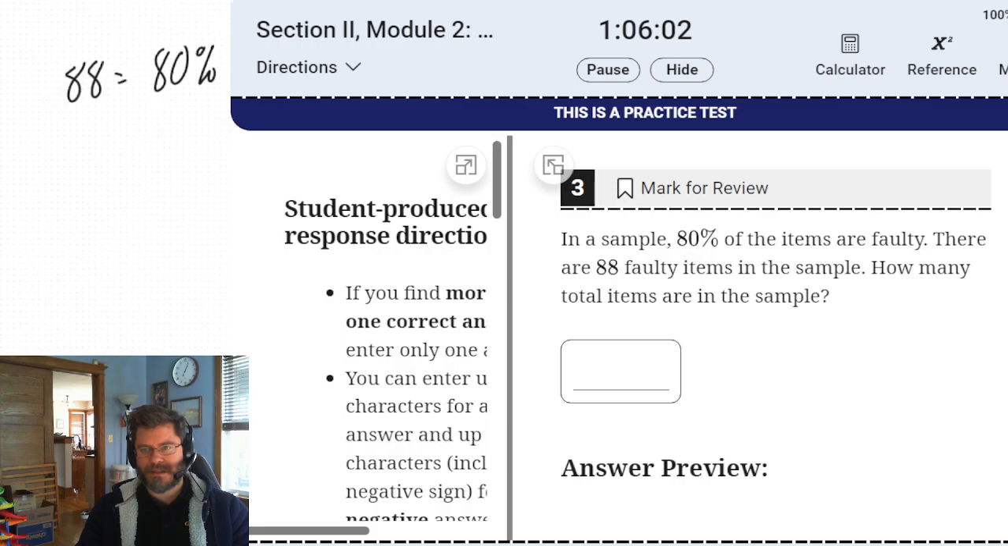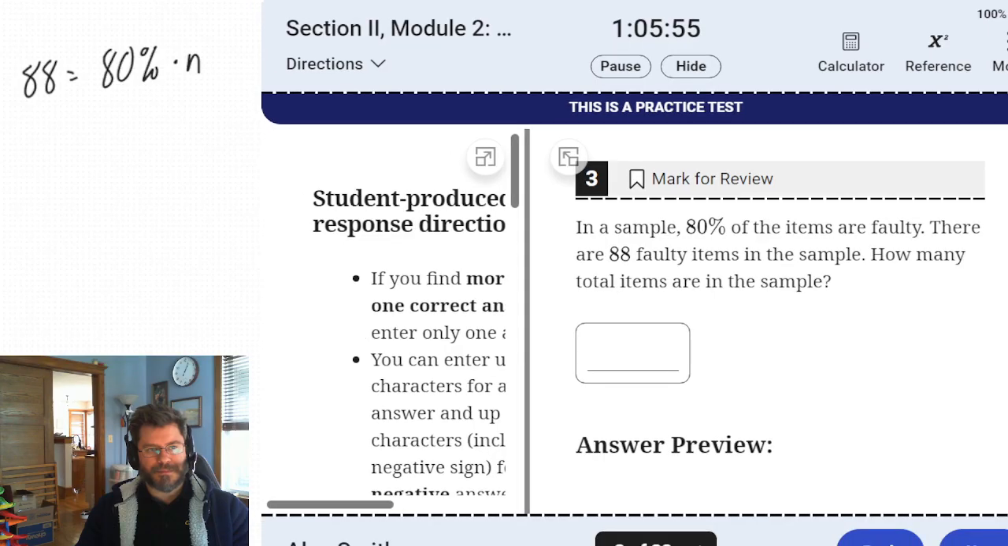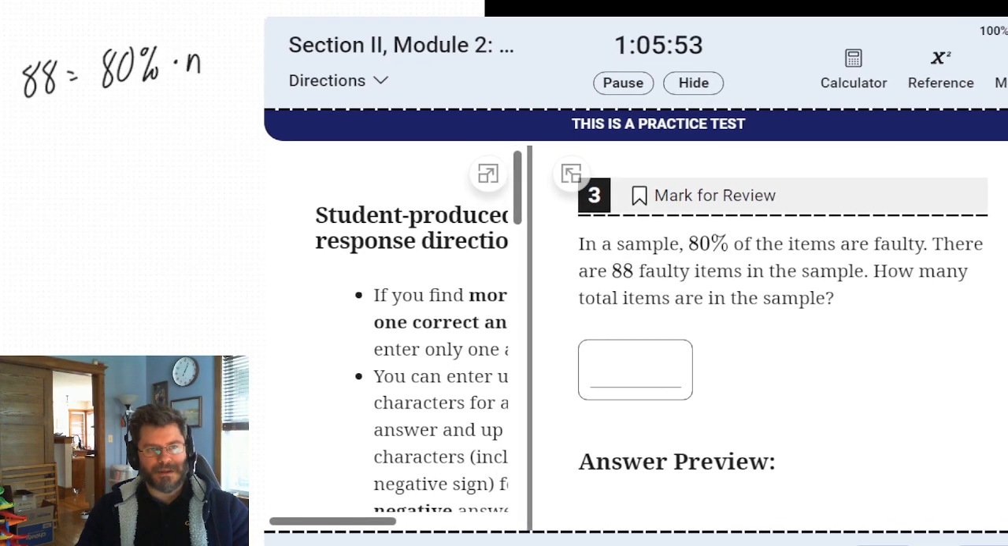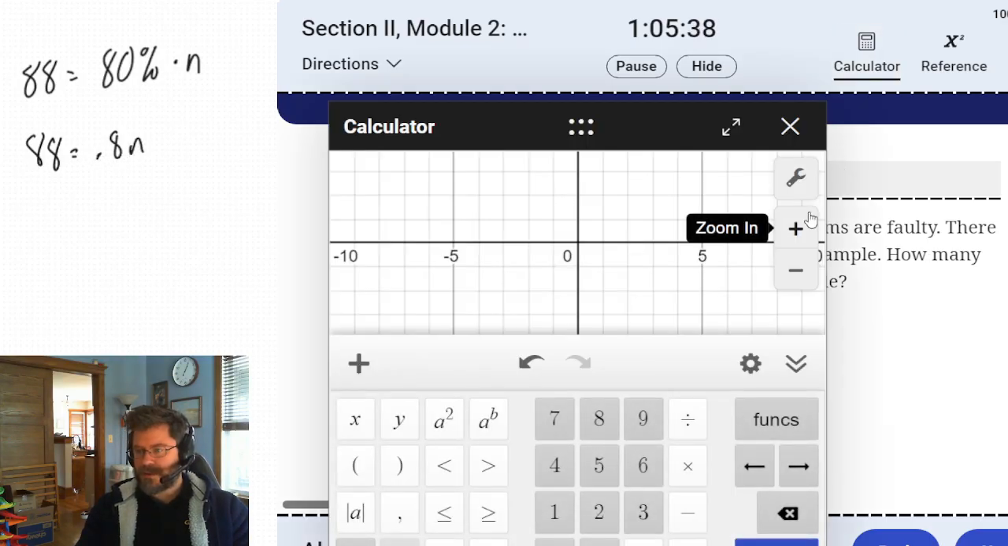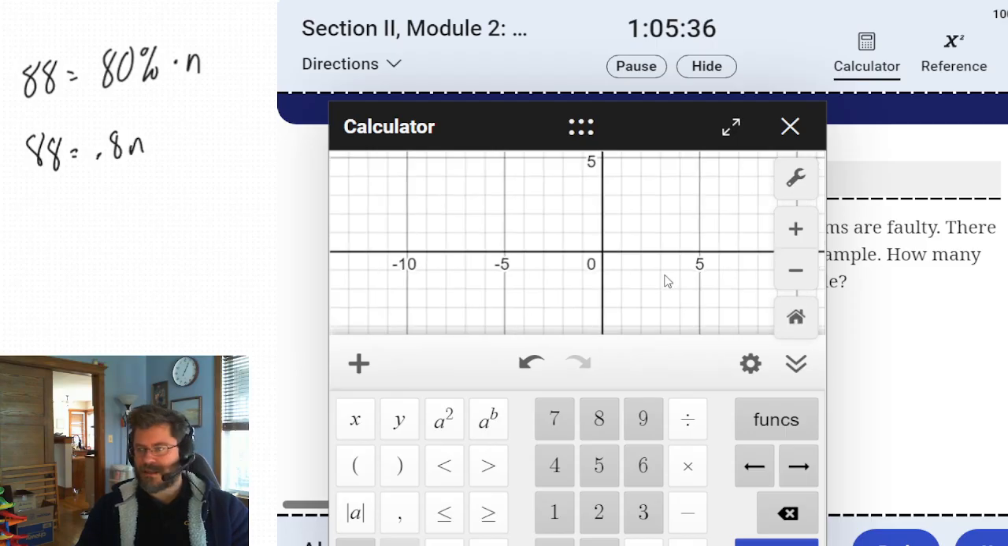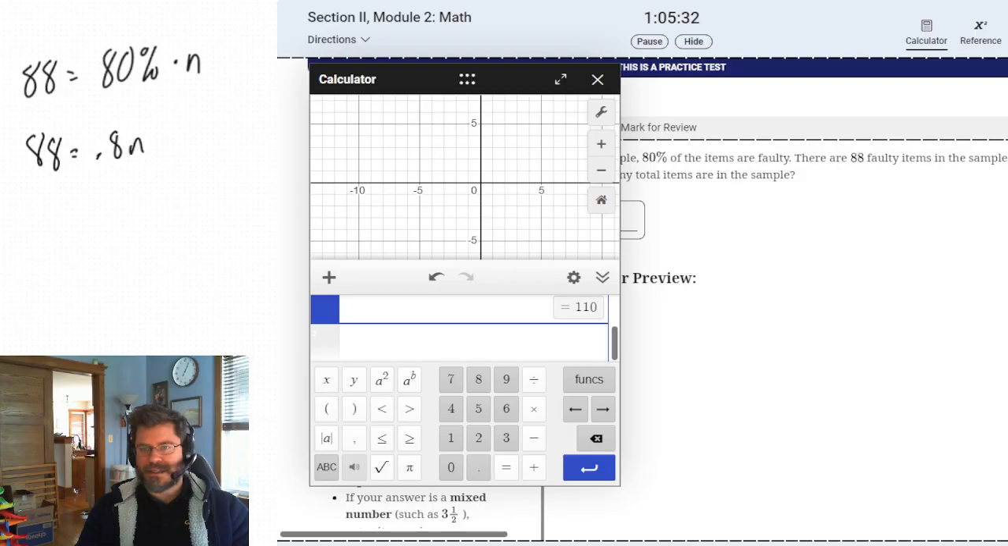Make sure that my whiteboard is completely showing this time. All right, there we go. So of course we just divide by 80%. 80% is a decimal, and the actual mathematically useful number is 0.8. And divide 88 by 0.8. You guys know, I hate calculating in my head. It's 110.